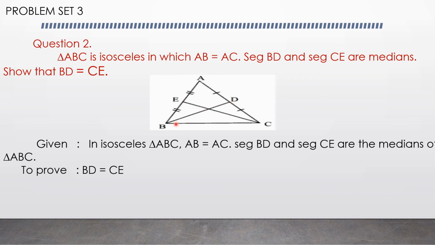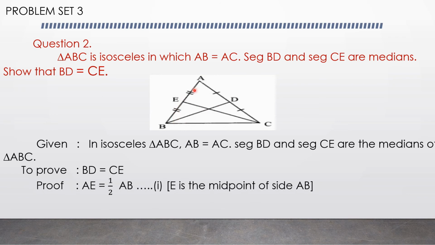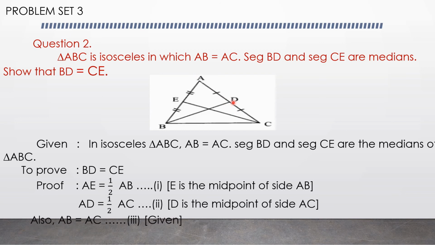And proof: AE is equal to half of AB. That is equation number 1, because E is the midpoint of side AB. And AD is equal to half of AC. That is equation number 2, because D is the midpoint of side AC. And also given that AB is equal to AC, that is equation number 3. Then AE is equal to AD from equations 1, 2 and 3. This is equation number 4.